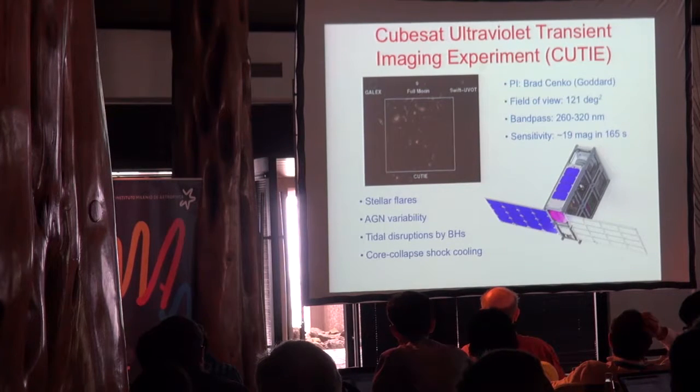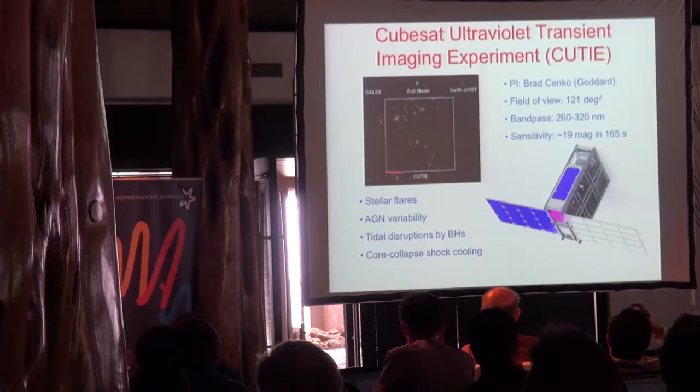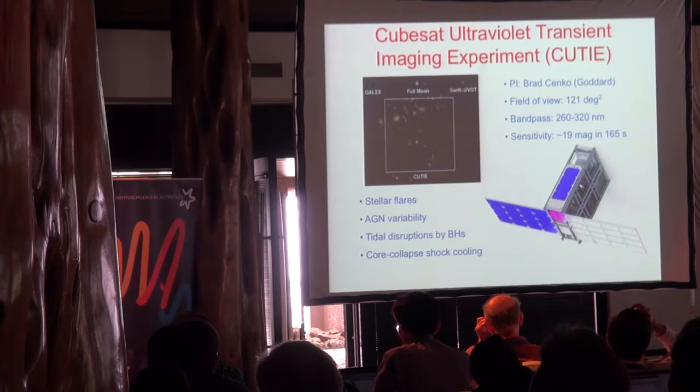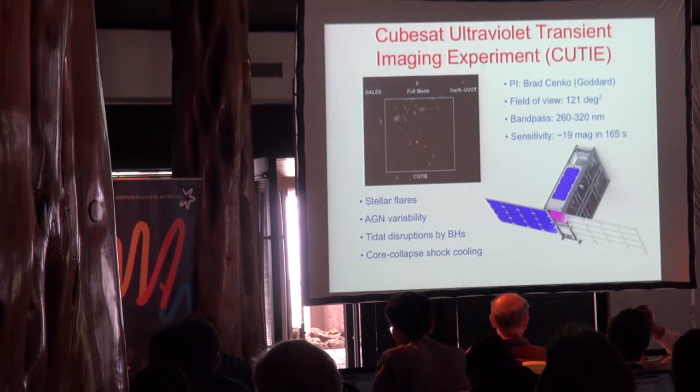This is a CubeSat mission to basically do very wide field imaging. You can see this is a 120 square degree field of view of CUTI versus GALEX, the full moon, and the Swift UVOT. So you can see this is just a huge field of view. The idea is just to take 3-minute snapshots down to 19th magnitude and take 14 of these every orbit. So every orbit you're getting 1,700 square degrees.